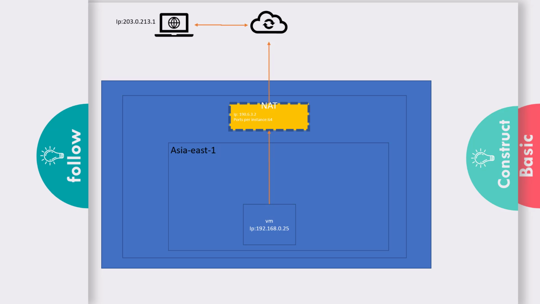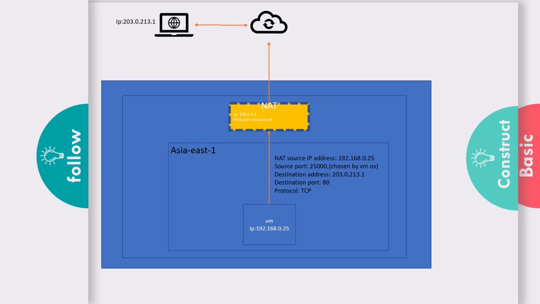So to make this work, let's see how the flow is. Initially the virtual machine will send a set of attributes to the NAT gateway. What it sends is the source IP address, which is the private IP address of the virtual machine, and the source port, which is chosen by the virtual machine operating system itself. The destination address is the address to which it's trying to communicate. The destination port is 80 and the protocol is TCP.